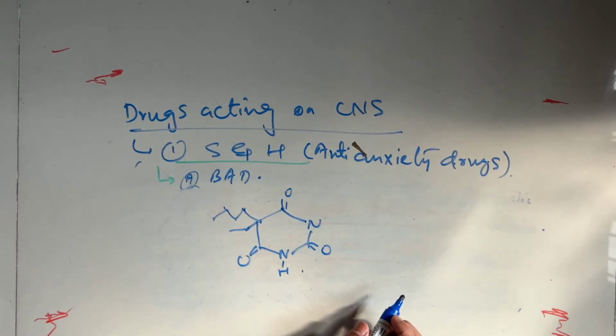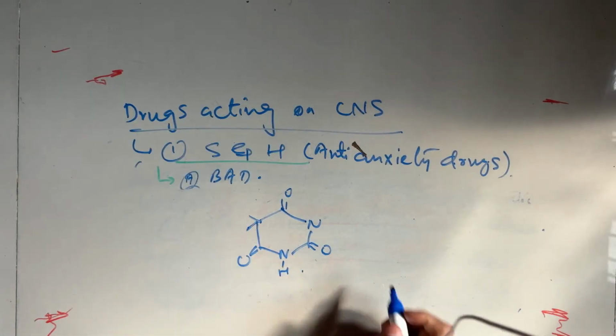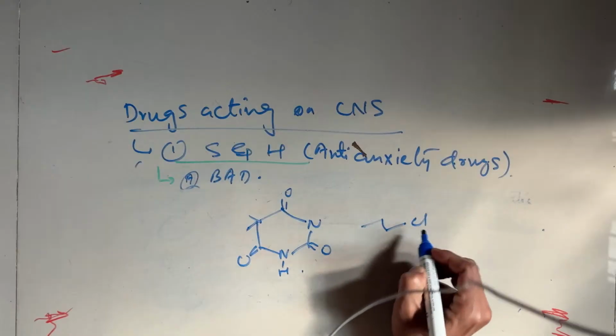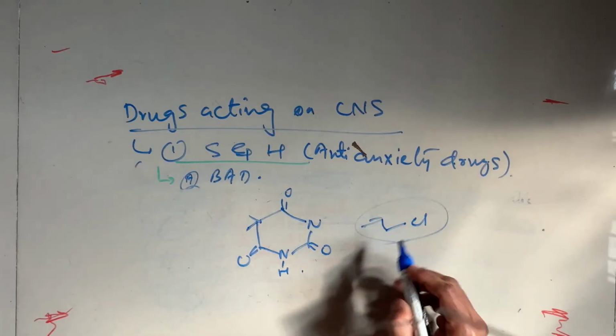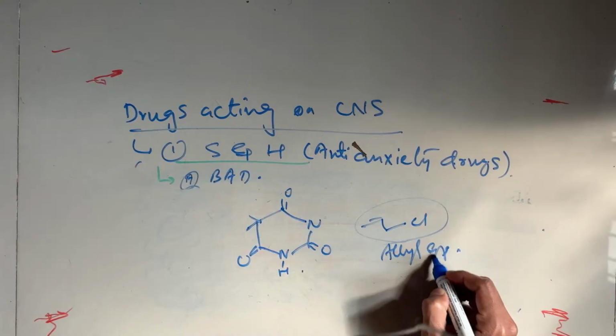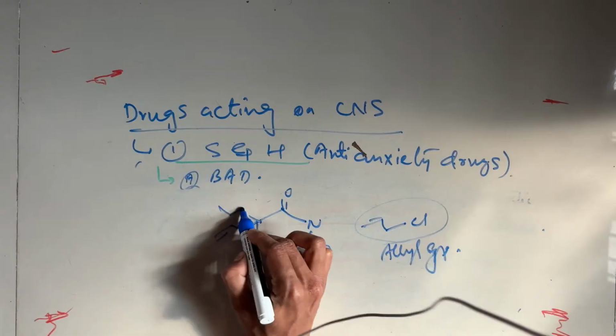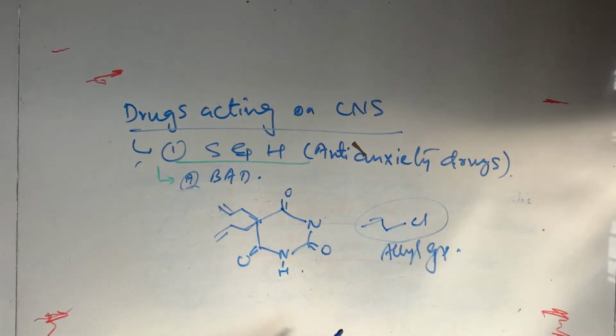And what is allobarbital? In the case of allobarbital, 2 allyl groups will be there. What is an allyl group? Like a double bond C. This is called an allyl group. So like this, 1, 2 allyl groups are present, and this is called allobarbital.